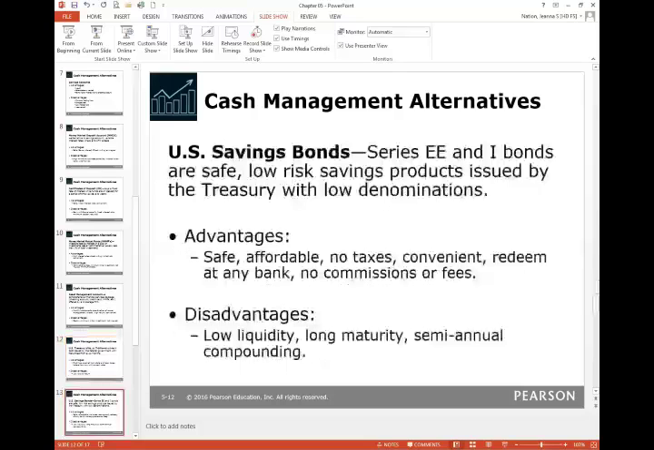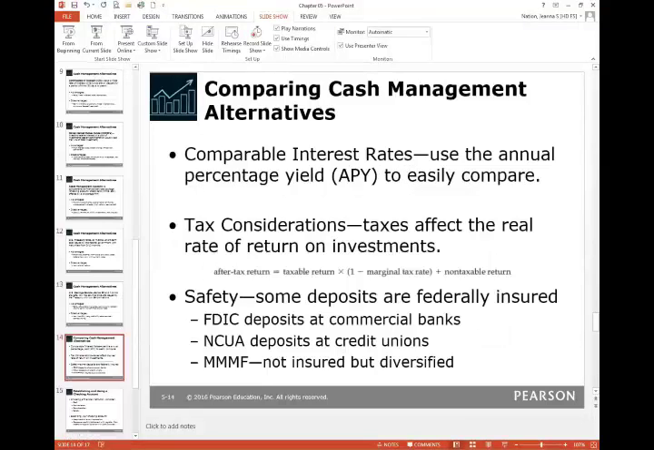Next, we have other savings bonds like educational bonds and I bonds. These are considered safe, low-risk products. They're also issued by the Treasury, so it is basically a debt instrument, you lending money to the government. Advantages: they're safe, affordable, tax-free, again convenient. Disadvantages, once again: these ones are harder to sell, typically take a long time to mature, and are only semi-annually compounding rather than monthly or quarterly.